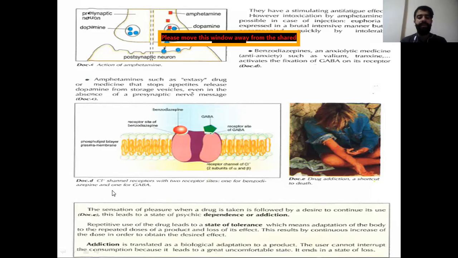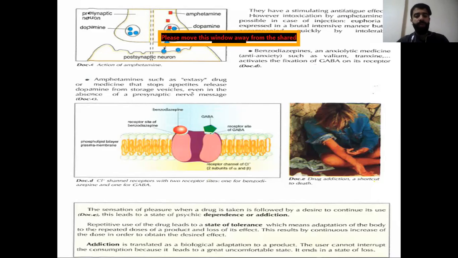So here we have Cl- channels, receptors with 2 receptor sites, one for benzodiazepines and the other one for the GABA. So both of them bind to this and act as the inhibitory one, while the amphetamines, such as excessive drugs or medicine, stop appetite and cause release of dopamine from the storage vesicles, even in the absence of the nerve message.